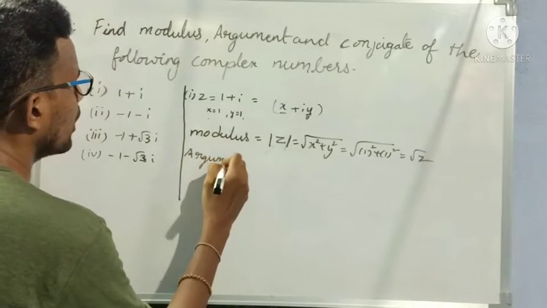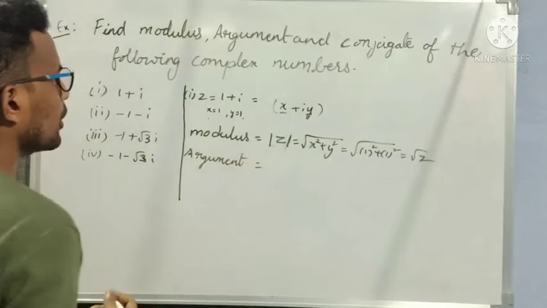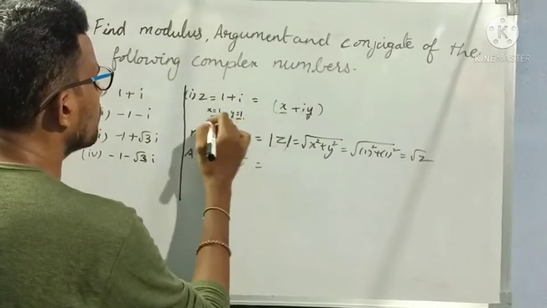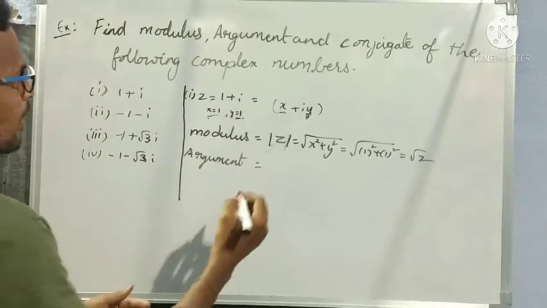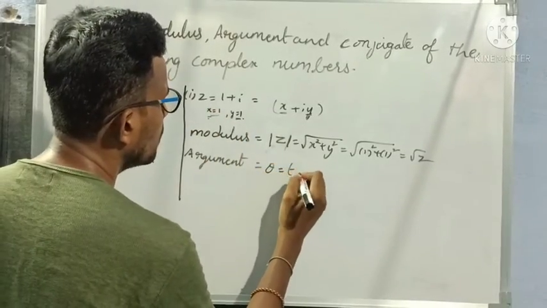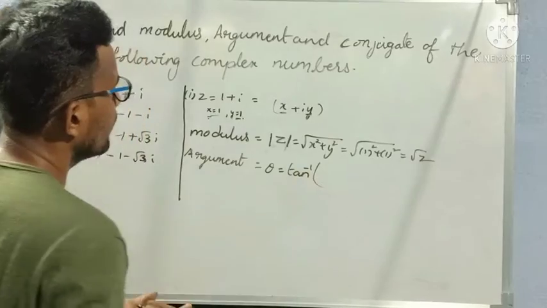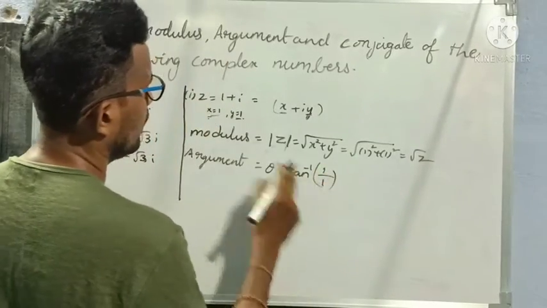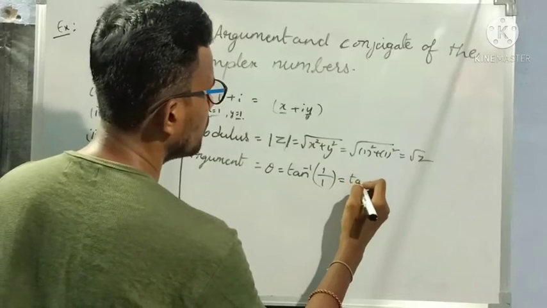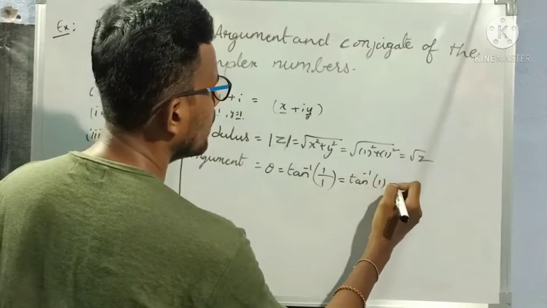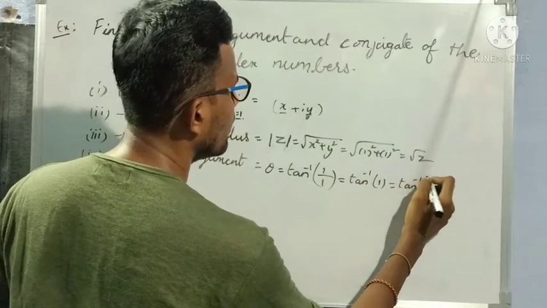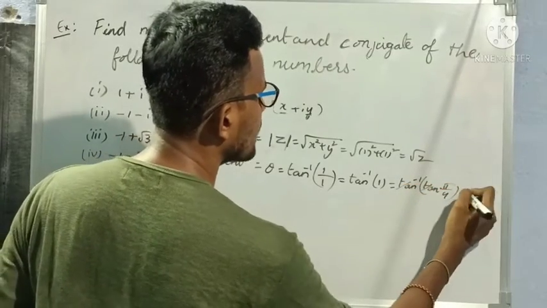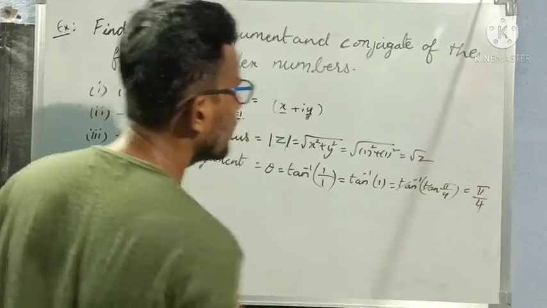Next, argument. While writing the argument, we should be very careful. Here x value is 1, y value is 1, both are positive. Positive means which quadrant? First quadrant. So theta is equal to tan inverse of y by x, that is 1 by 1, which is equal to tan inverse of 1. So 1 means pi by 4, so tan inverse of tan pi by 4. Tan inverse and tan get cancelled. The answer is pi by 4.